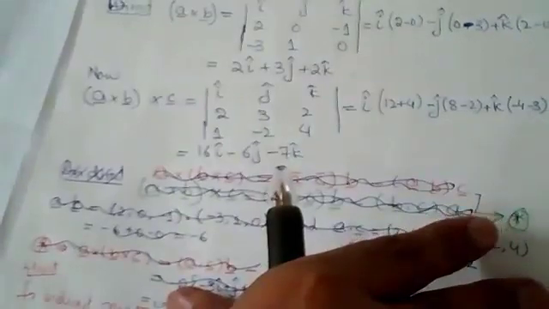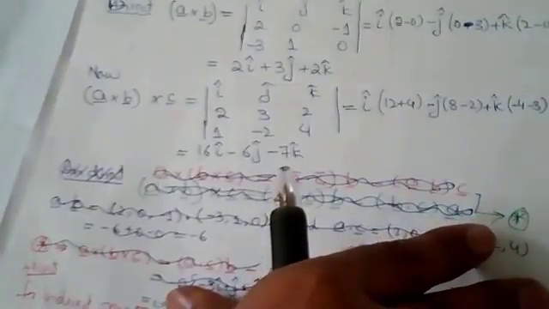Next. Okay, next what we have after 11, 12. Question number 13, A cross B cross C. See the 13, please. Question 13 is on page number 10.